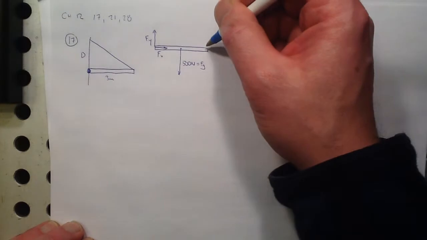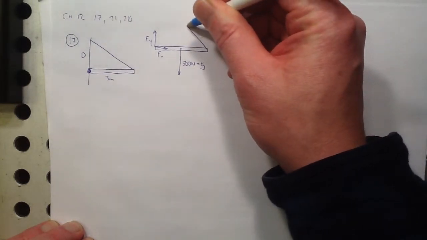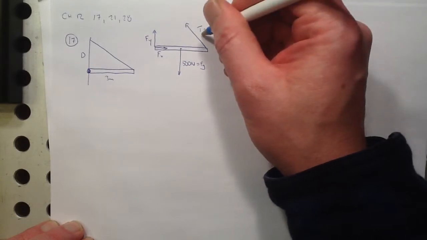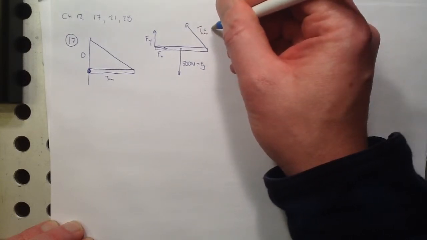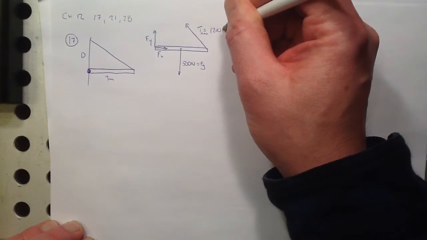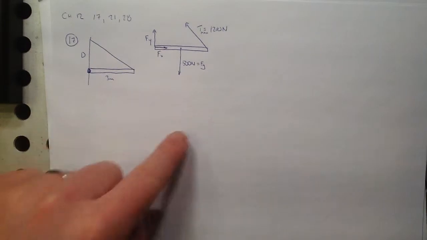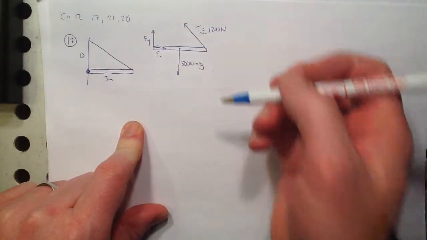So there's a tension force here, and we know that the max tension is 1200 newtons. What value of d corresponds to that tension? Well, there's our forces, so let's figure out what the d would have to be.